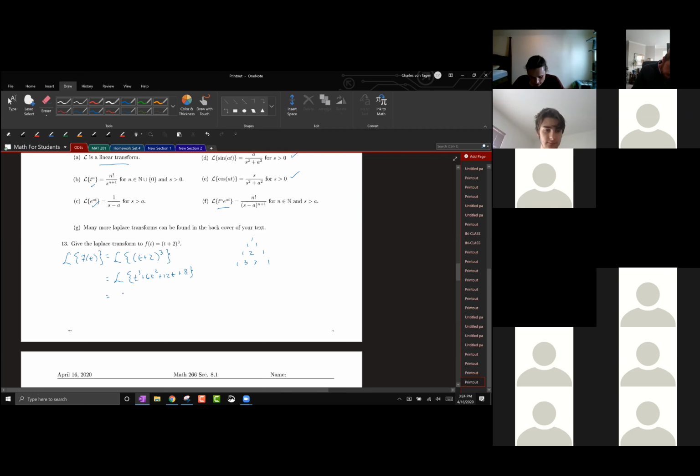So when I do this, we're going to have 3 factorial over s to the 3 plus 1, plus 6 times 2 factorial over s to the 2 plus 1, plus 12 times 1 factorial over s to the 1 plus 1, plus 8 times 1 over s, the Laplace transform of 1. You can jump straight to the answer for these. This is 6 over s to the 4th, plus 12 over s cubed, plus 12 over s squared, plus 8 over s.